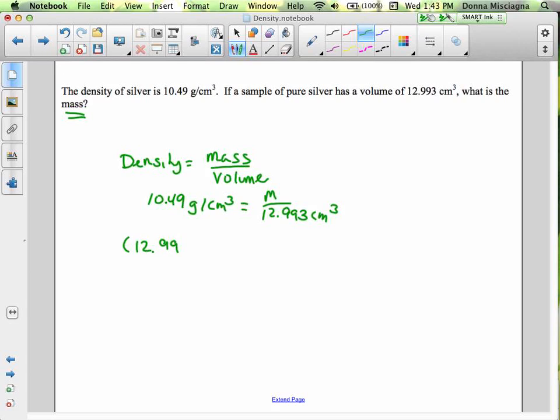So this one here is 10.49. I kind of wrote it like this, but technically it's really like that. So you can see that the centimeters cubed will cancel. So our answer is just going to be in grams, right? The centimeters cubed will cancel.